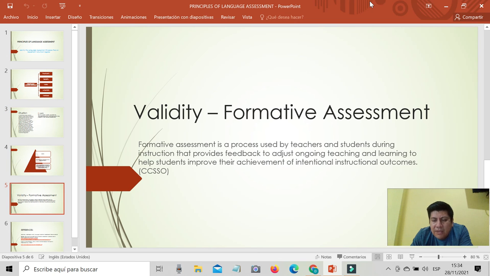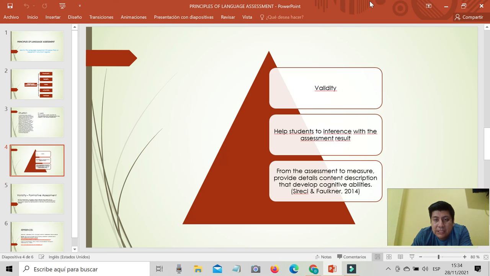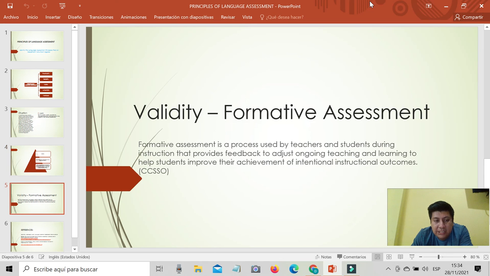So, if we analyze this concept, obviously we can notice that validity has a relationship with formative assessment, where, again, one of the features of validity is that it helps students to boost and improve their cognitive abilities.